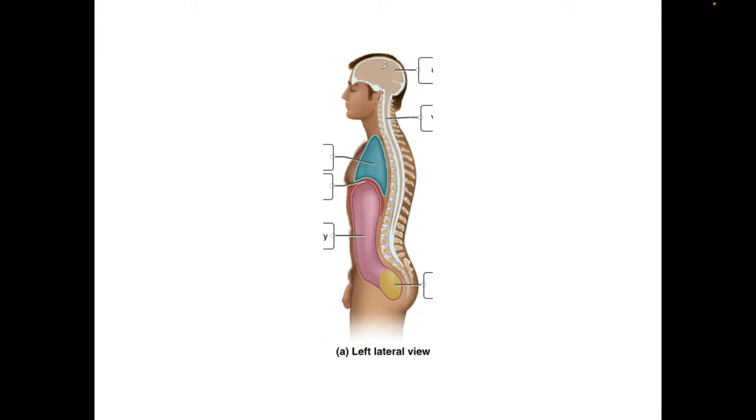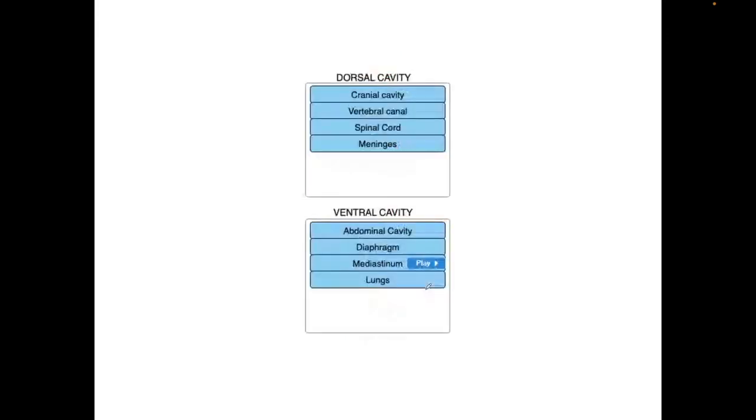So this right here is going to be our cranial cavity. This will be our vertebral cavity. This will be our thoracic cavity, or pleural cavity for the lungs. This will be our diaphragm, and then this will be our abdominal cavity, and then down here at the bottom would be the pelvic cavity.